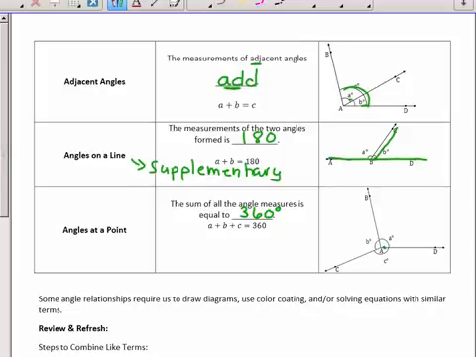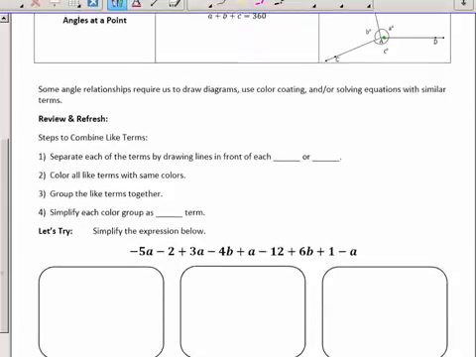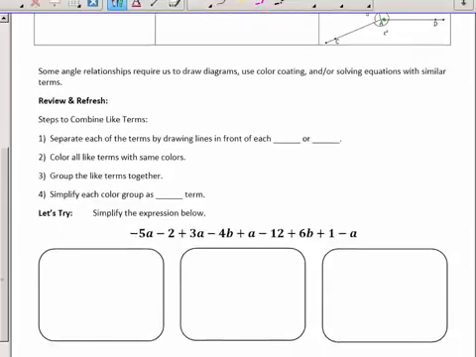Okay, one of the things we're going to have to do, so we're going to kind of refresh, is review how to combine like terms. All right, so we separate each of the terms by drawing lines in front of each adding or subtracting. That's something that we didn't do too much of. We just kind of underlined them. But what it's doing for you is, in between, I can kind of separate them into their terms. And for some of you, it might make it easier to see. If that's confusing because it's new, then that's okay. You don't have to do it.